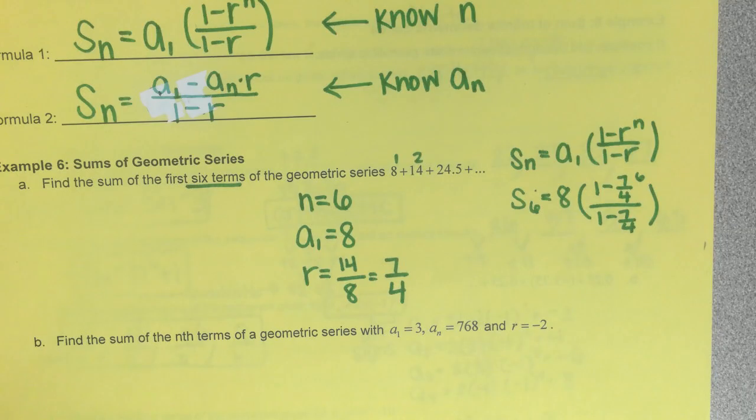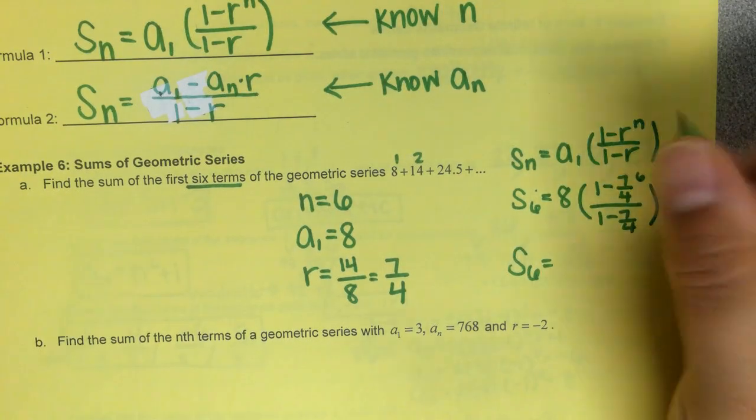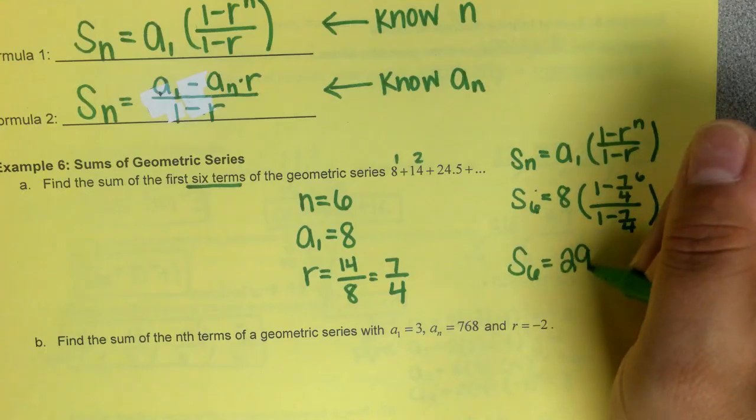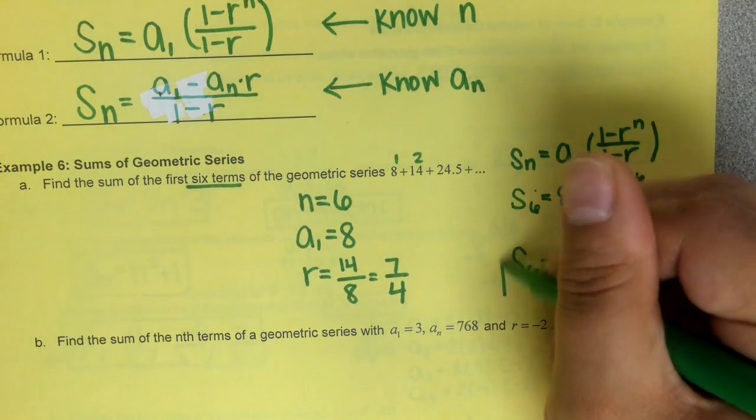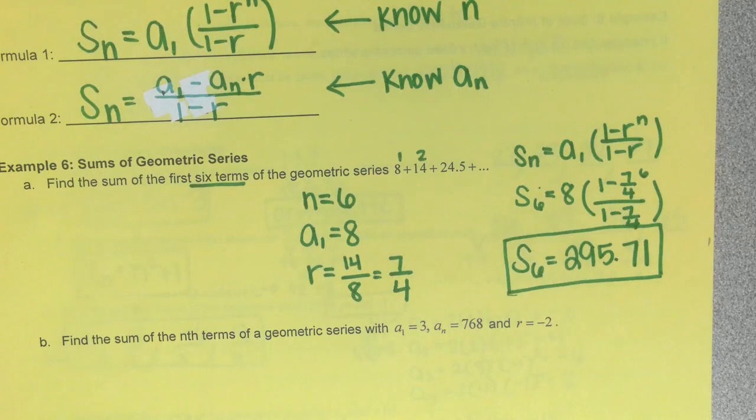All right. So let's type this into Desmos. It's going to be 8. And then the fraction is 1 minus 7 over 4 to the 6th power, and then 1 minus 7 over 4. What do we get? So S of 6 is 295.71. And that's it.